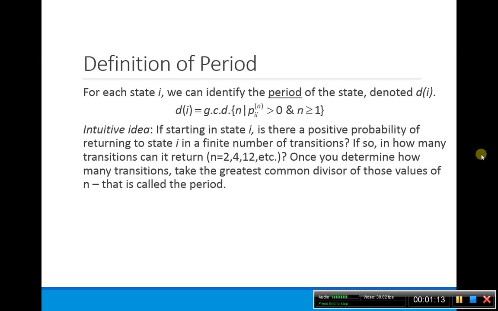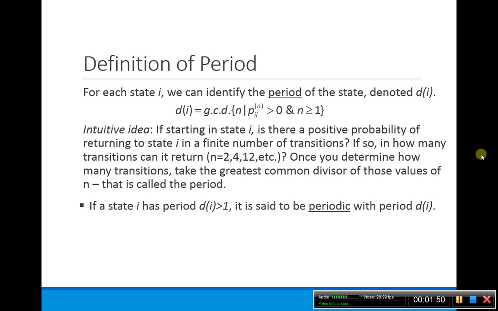So the intuitive idea is, if you're starting in state i, is there a positive probability of returning to state i in a finite number of transitions? If I start in state i, is there first of all a way of getting back to it? And if there is, how many transitions does it take to go through different states in order to get back to state i? Once I have all those values of n, I find the greatest common divisor of all of those. And that's what's called the period.